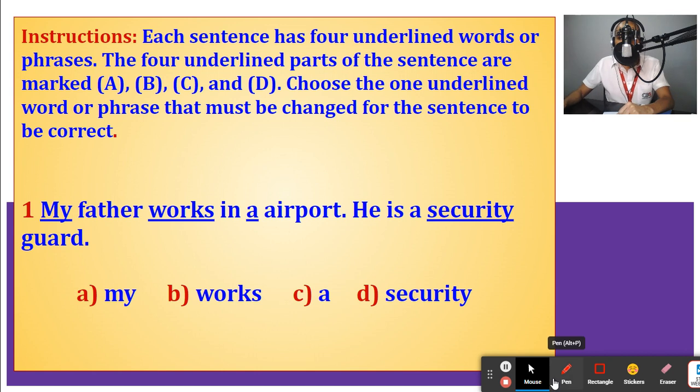Well, first of all, we're going to start reading the instructions. The instructions say each sentence has four underlined words or phrases. The four underlined parts of the sentence are marked A, B, C, and D. Choose the one underlined word or phrase that must be changed for the sentence to be correct. For each sentence, I'm going to give you 20 seconds. Once the 20 seconds are over, we will check the answer. Okay? So let's start with number one. Please read the sentence and the four possible mistakes. You can start. Go ahead, please.